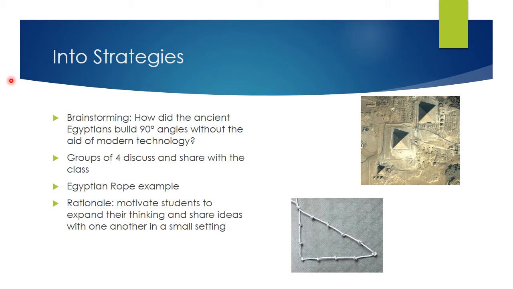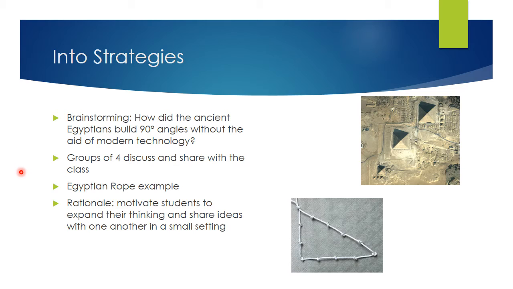The lesson begins with these into strategies. Beginning first with the brainstorming strategy, where students will be asked the question, how did the ancient Egyptians build 90-degree angles without the aid of modern technology? During this time, there will be a picture of the Giza Plateau in Egypt where the pyramids are. They'll break into groups of 4, discuss what they believe the answer is, and afterwards share with the class.